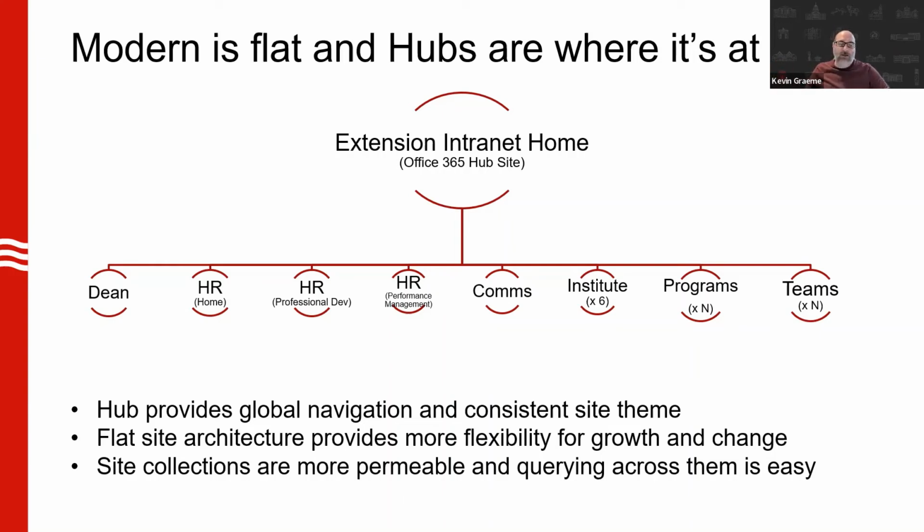And one of the things I found in the architecture is that this provides a lot more flexibility. So you'll see we have multiple HR sites, one that's the main home site, one for our professional development efforts, one for our performance management. And what that gives us is the flexibility that if things like PTC come along, we can spin up a new site. And then when that's no longer a major project for our HR office, we can just remove that site. And we didn't have to go and re-architect the whole HR main site. And of course, programs and teams and all of those can go in there. And because they're all part of the hub, you can query across just those sets of sites.